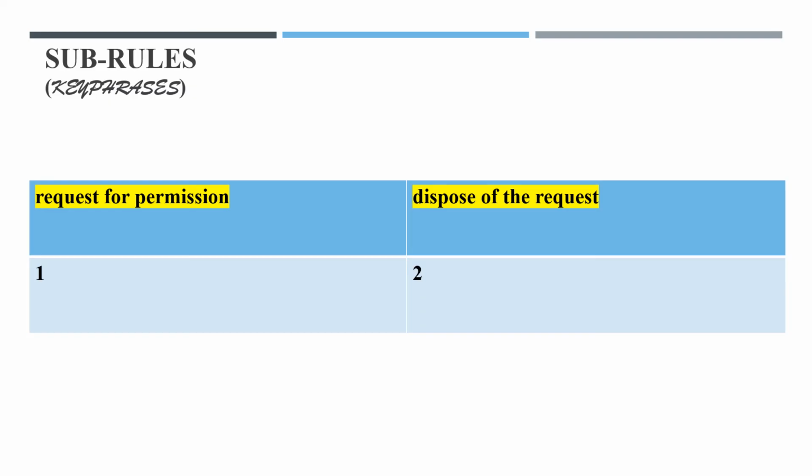Rule 71 has two sub rules. The key phrase for sub rule 1 is request for permission, and the key phrase for sub rule 2 is dispose of the request. So we can say here, friends, one is request and one is disposing. Let us continue for the details.